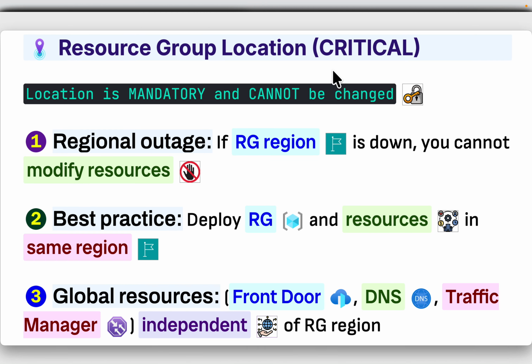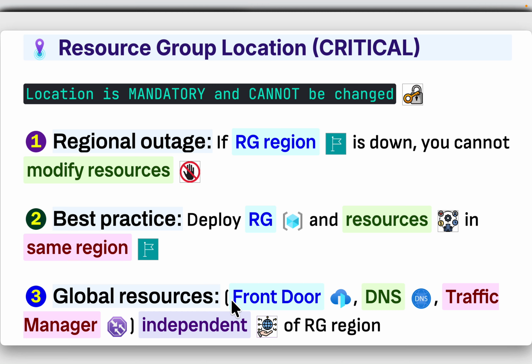So resource group location, this is critical. Location is mandatory and cannot be changed. Once you create a resource group, you cannot change or modify it later. Regional outage: if the resource group region is down, you cannot modify resources. Best practice is to deploy the resource group and resources in the same region.